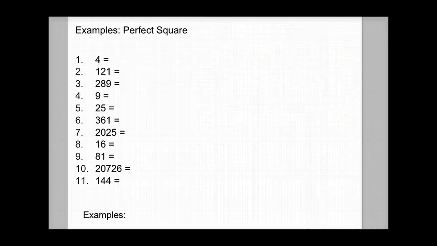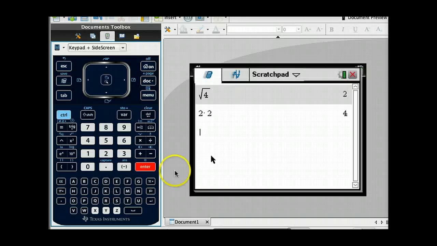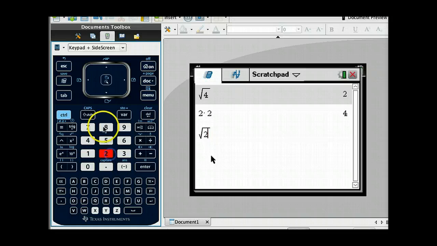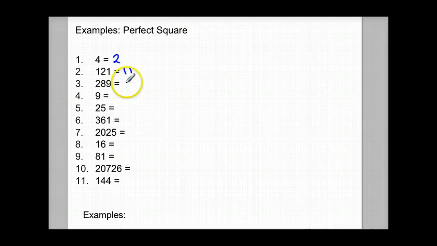So let's see here. The first one, we just got that on the board. It says the square root of 4 is 2. The square root of 121 is 11. 289, remember, if you're not sure, go to your calculator. Say square root of, what was it? 289, enter. You will get 17. Square root of 9 is 3. Square root of 25 is 5.